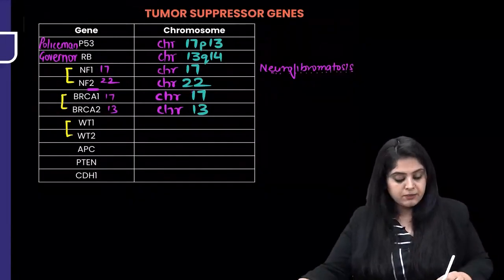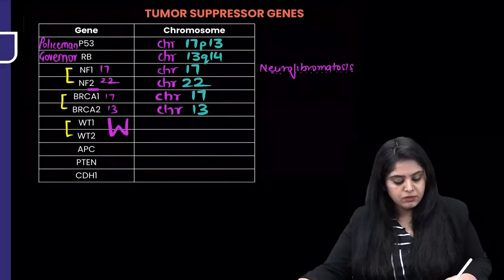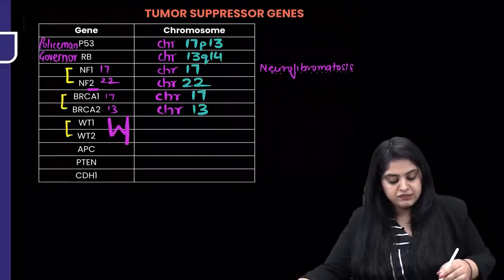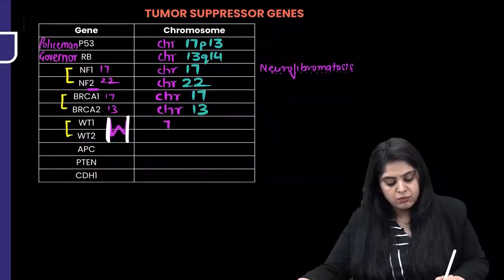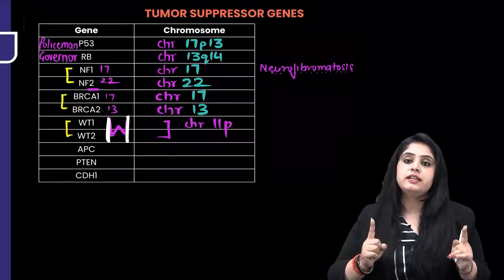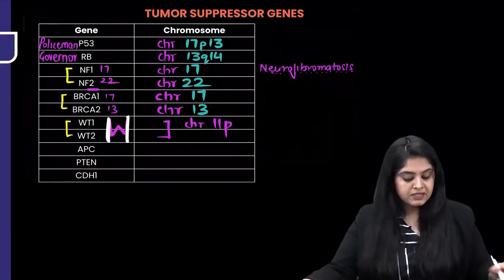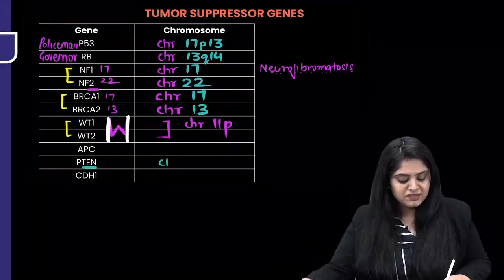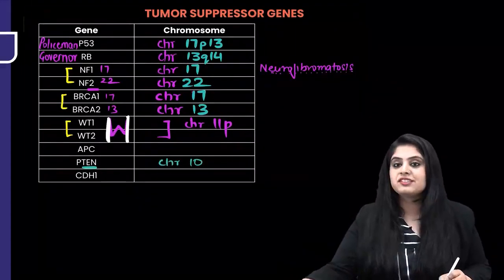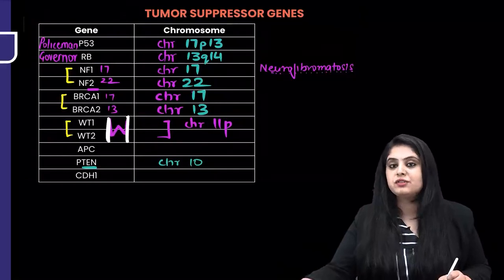Okay? For WT1, the way you write W looks like an 11. So you will say that Wilms tumor, WT1, WT2, both of them are present on chromosome 11p because W looks like an 11. So both of them on 11p. Next, talking about P10. 10 is the simplest. This is present on chromosome 10. Wow, I wish this comes in the paper. P10 gene is on chromosome 10.